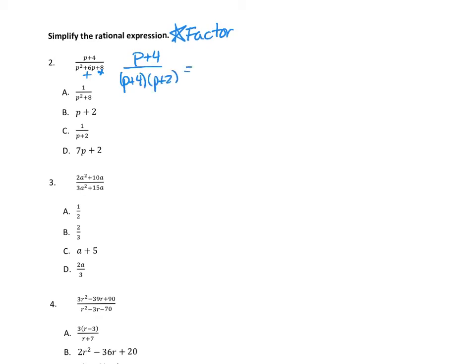Once I factor this, I can divide. So p plus 4 divides with p plus 4, and it's going to become 1. So p plus 2 is going to be in the denominator, and there's going to be a 1 in the numerator. So my answer should be C.